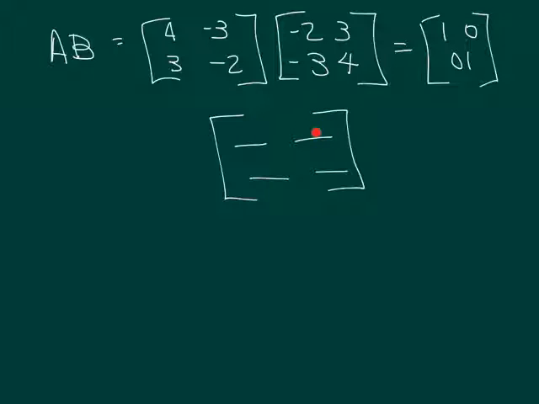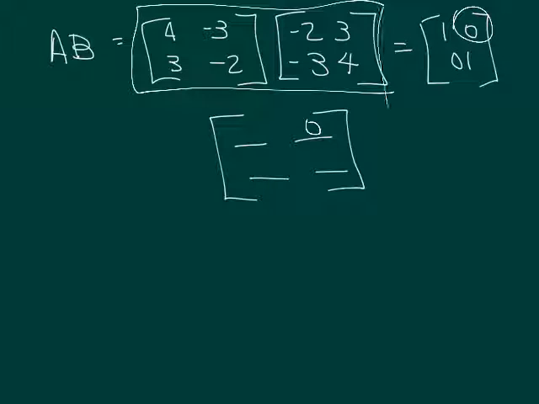So I take row 1, column 2. 4 times 3 is 12, plus negative 3 times 4 is negative 12. Positive 12 plus negative 12 is 0, and that's what I want, my 0 right there. And I keep going, and you will discover that you get the identity matrix. And since you get the identity matrix, you know that these are inverses.